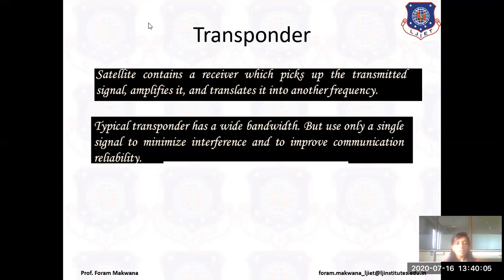But a typical transponder has a wide bandwidth, but it uses only a single signal or specific frequency to minimize the interference. Okay, why? Because to improve the communication as well as to reduce the interference, and it also increases the reliability of communication.